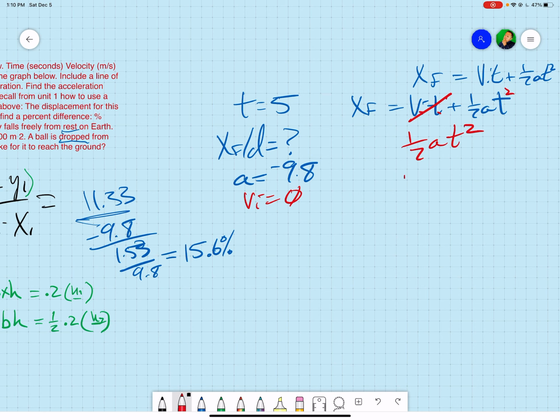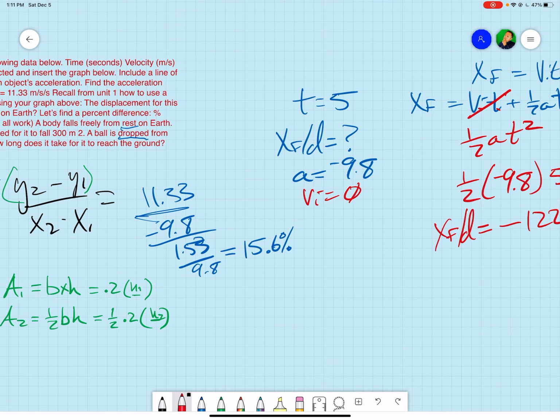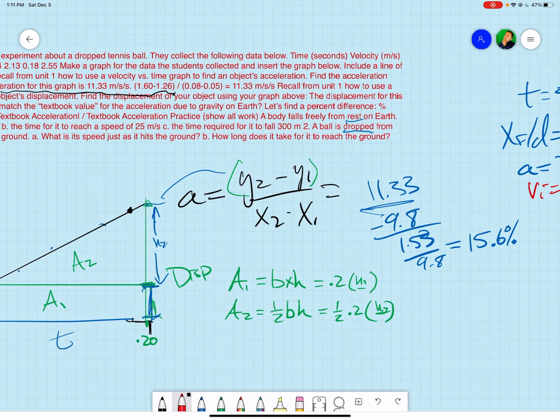a t squared. So you have 1/2 times negative 9.8 times 5 squared. I plug it in, 0.5 times 9.8 times 5 squared, and I would get negative 122.5 meters as your final position or displacement, however you want to write it. And I'm guessing your teacher wants displacement because that's what they asked for. Okay, so that was the first one.